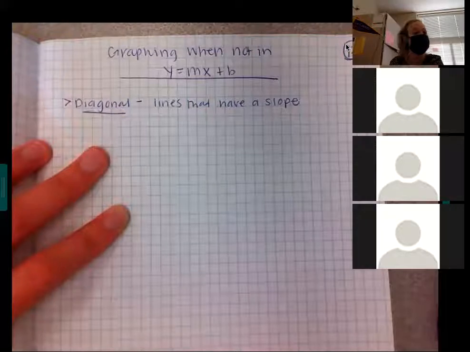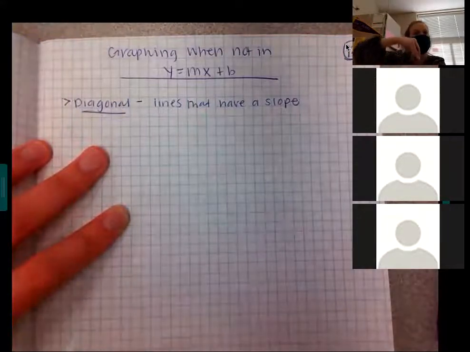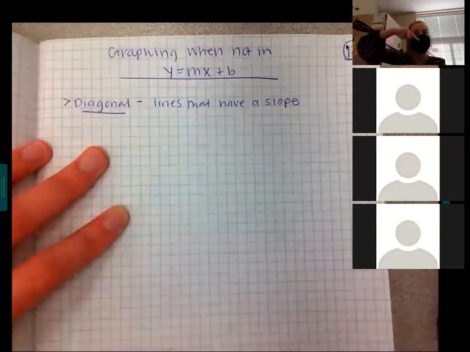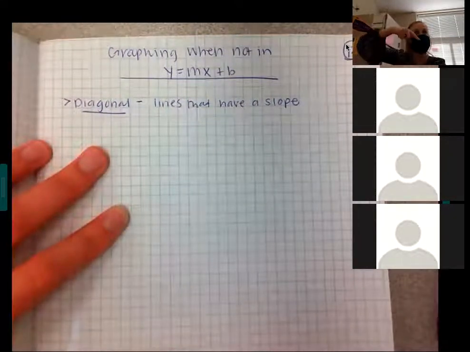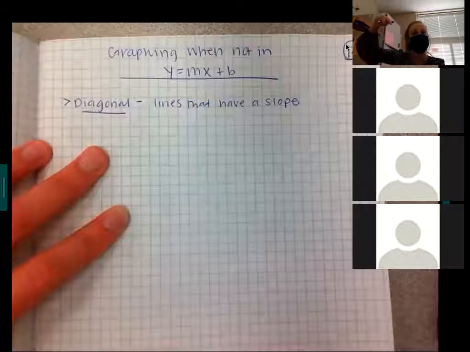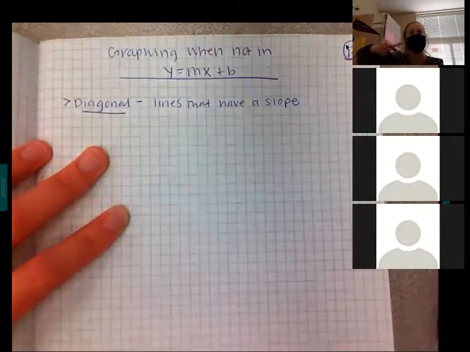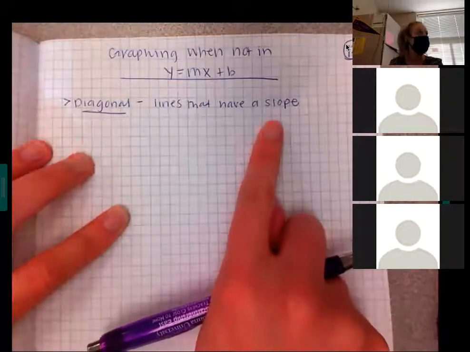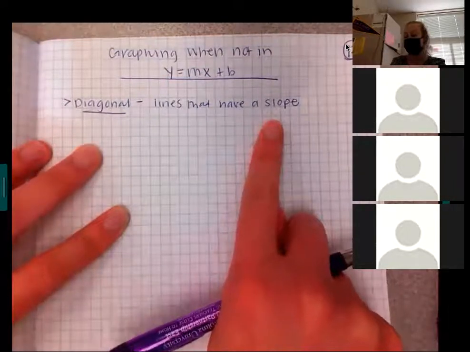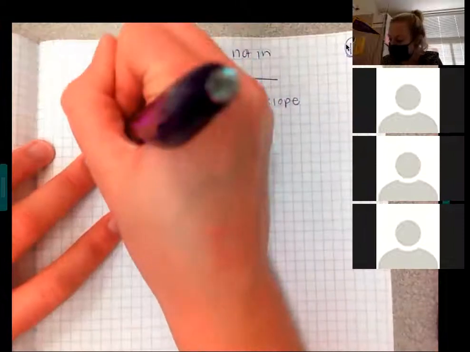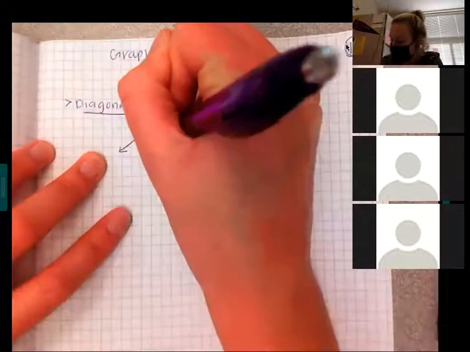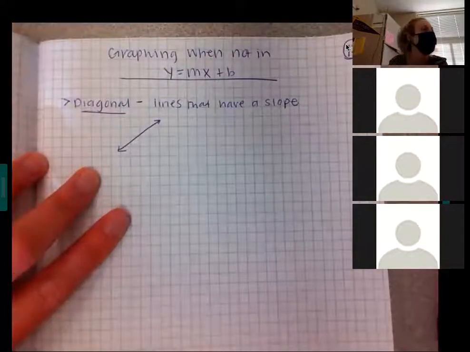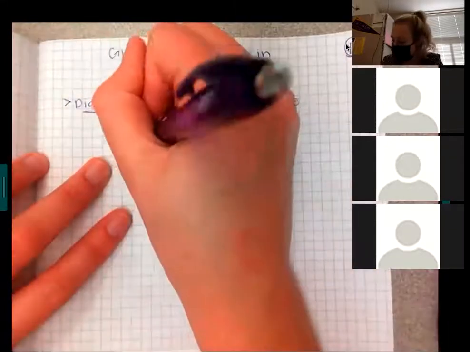So I want everybody to watch. I want y'all to watch my hand. People at home, y'all too. If you rise, Curtis, if you rise and then you run and you rise and then you run and then you rise and then you run, when you connect all those, it's going to be slanted, right? So diagonal lines are lines that have a slope. So let's talk about it. If the line is pointing to the right like this, what kind of slope does it have? Positive slope. Very good.